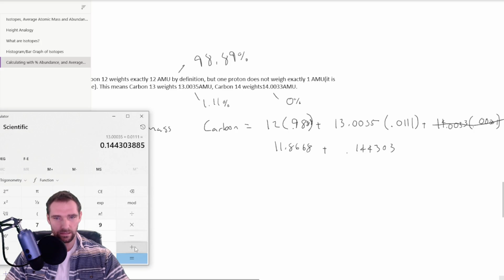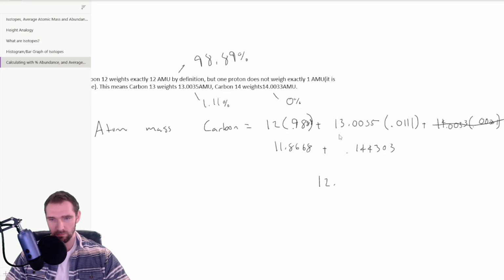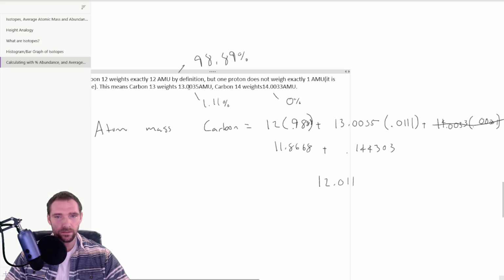If we add that to the 11.8668, we get the molar mass for carbon. So you can see the 12.011 that we typically see on periodic tables, right? If they gave us this, though, yeah, carbon is defined as exactly 12. So this is more like 12.00000. So it's not limited at 2. It looks like we're probably limited by the 3 sig figs in that percentage right there.